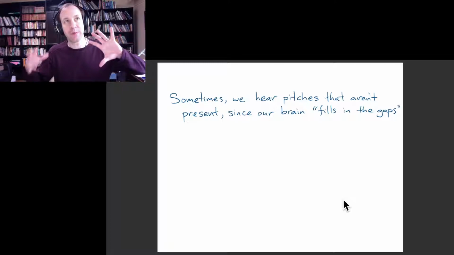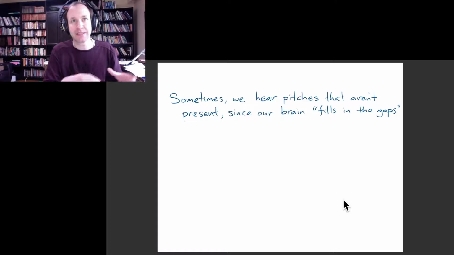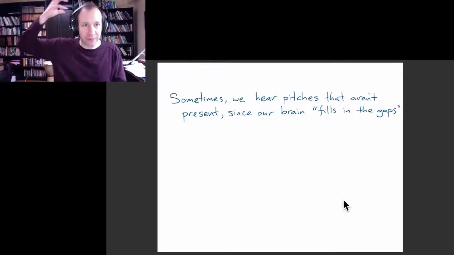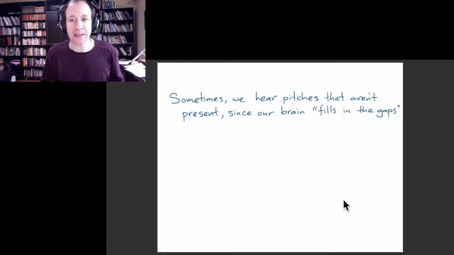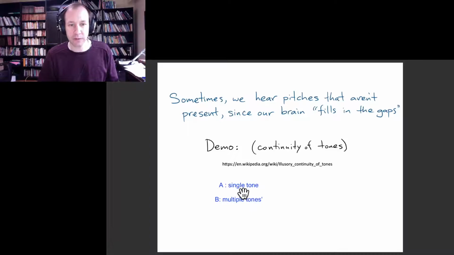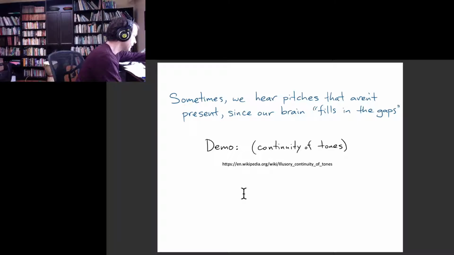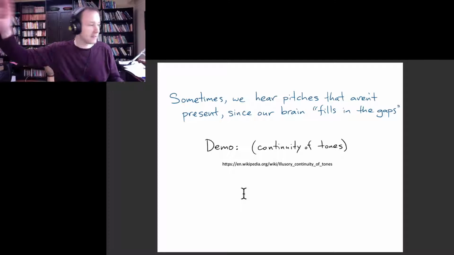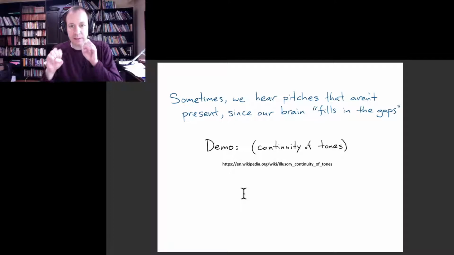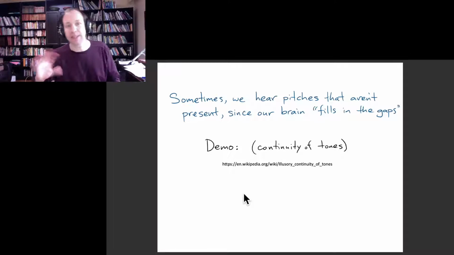You might think of this as our brain filling in the gaps, recognizing some pattern and then putting in sounds in our hearing that aren't actually there because it's what we maybe expect. So the first one I wanted to show you is a demo where what you'll hear is a rising pitch. And then at some point, you'll hear a little bit of static as well. I'll just play that for you, and then I'll play it again after I tell you what to look out for. Okay, so here it is.